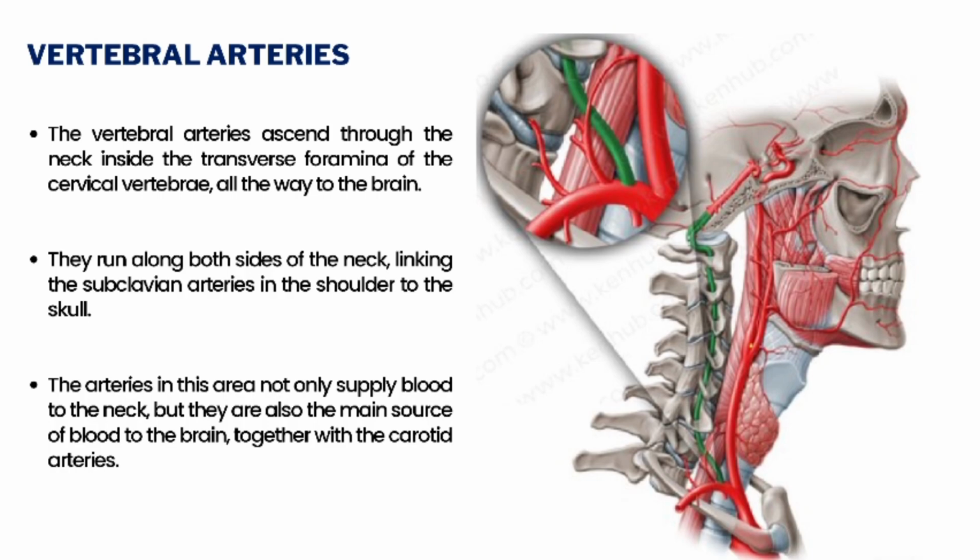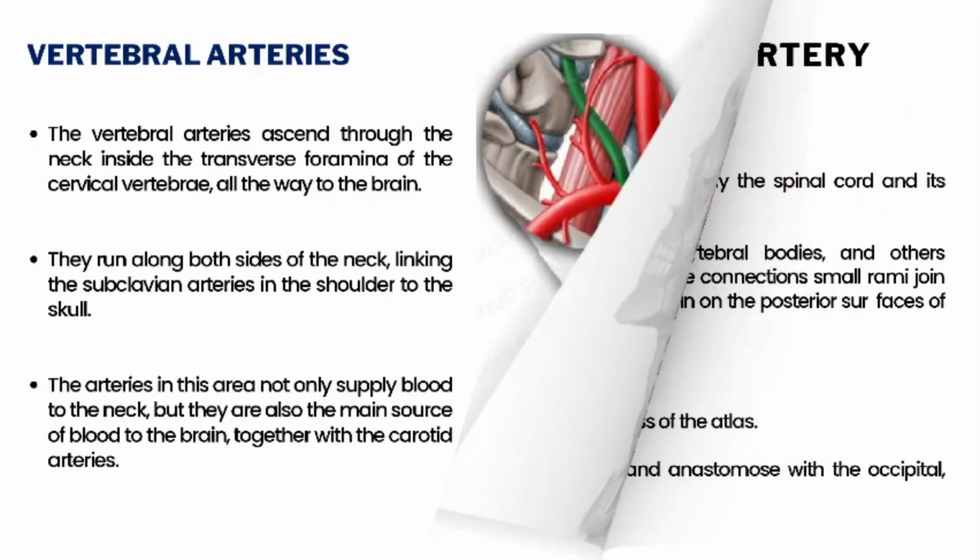The vertebral arteries ascend through the neck inside the transverse foramina of the cervical vertebrae all the way to the brain. Running through the gaps in the vertebrae, or the foramina, they access the posterior fossa, a small space at the base of the skull near the brainstem and cerebellum, as well as the occipital lobes of the brain. The arteries in the area not only supply blood to the neck, but they are also the main source of blood to the brain together with the carotid arteries.